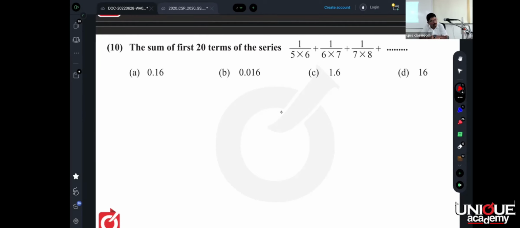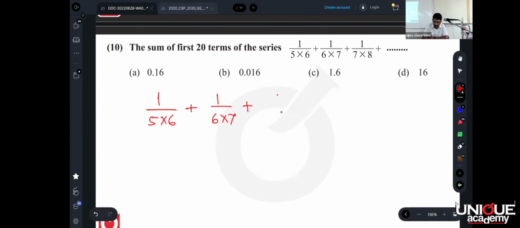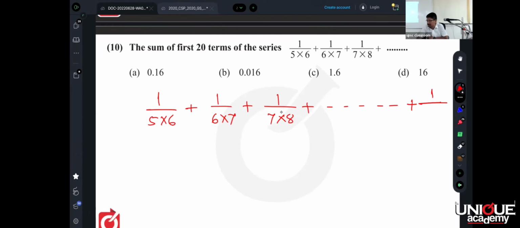In the first term, the numerator is 1 and the denominator is 5 into 6. Each term has the numerator 1, which is common to all, so in the 20th term also it will be 1. Now you have to tell me what the numbers in the denominator of the 20th term would be. Which will be the numbers in the denominator of the last term, the 20th term? Are you getting it? No? Yes, please raise your hand and then tell. Yes, 24 into 25.